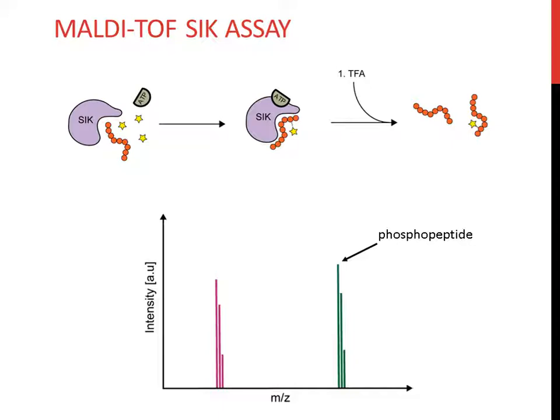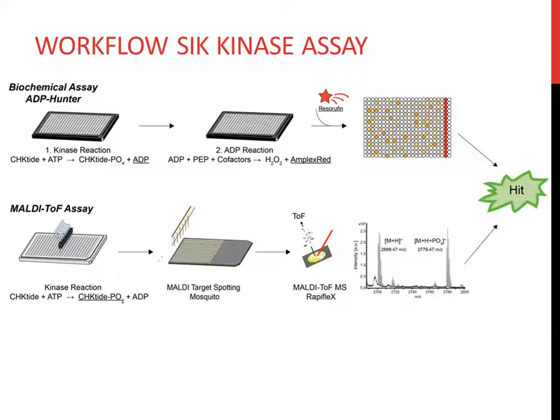We compared our MALDI TOF assay, shown at the bottom, where we use this peptide and measure the real product, put on a MALDI target and analyzed by mass spec, to something called the ADP Hunter assay. In the kinase reaction, we produce ADP from ATP, and in a second reaction we measure the amount of ADP formed. So in this assay you're not measuring the real product but the side product of the reaction. This is quite common. It's a fluorescent assay, and we wanted to compare how these two assays compare to each other.